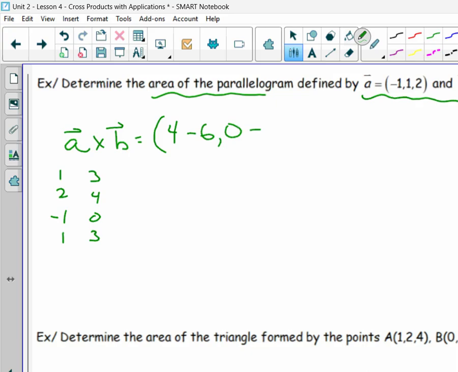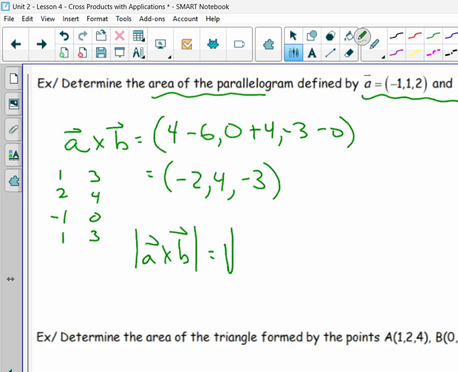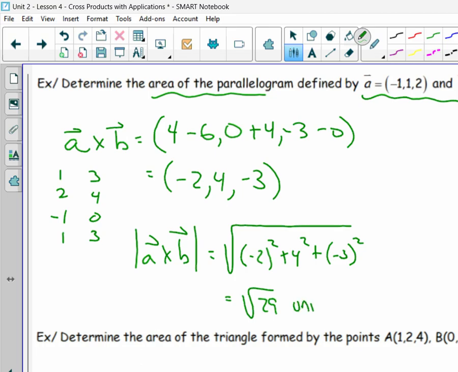0 minus negative 4. Oh, it's plus 4. And negative 3 minus 0. So I'm thinking the vector is that guy. Okay. But to find the area, I take the magnitude of this. So I take my A cross B, and we're going to take the square root of our components. So 2 squared, 4 squared, and negative 3 squared, which I believe is root 29. That's not a very nice decimal, so that's okay, just leave it. Just give me the words units squared afterwards. There's my area, parallelogram, done.